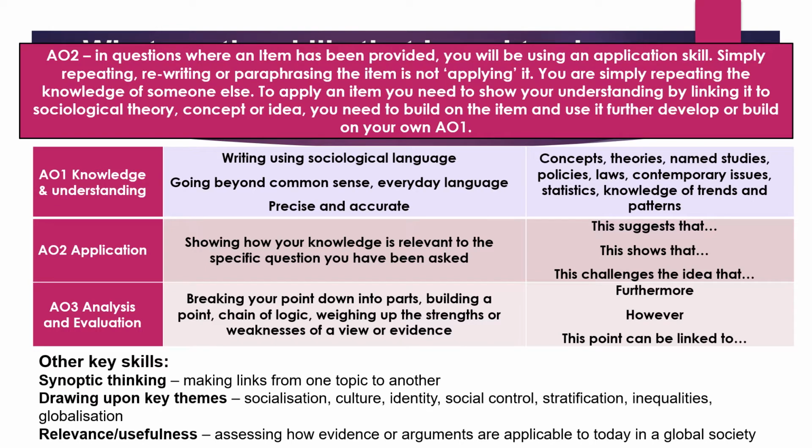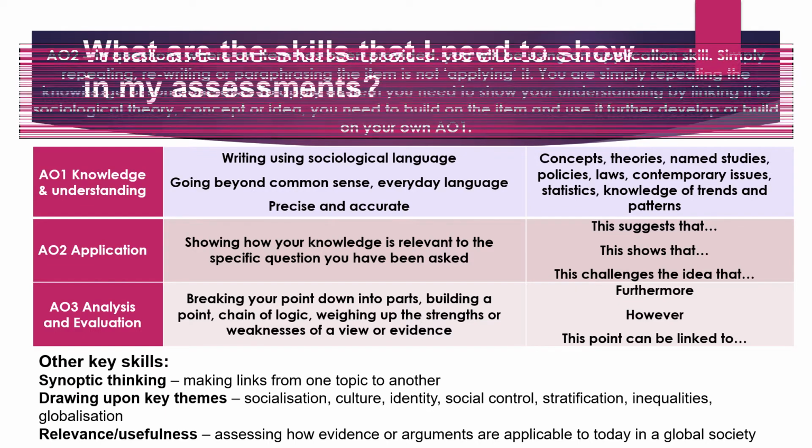So in AO2, you've been given an item, particularly in these 20 markers. So this will be where your application skill comes in partly. So simply repeating, rewriting, paraphrasing the item is not applying it. To apply it, you need to do something with it. So to apply an item, you need to show you understand it by linking it to a theory, to a concept, to an idea, building on the item and using it to develop your own knowledge and information. So it's about trying to expand on what's been presented.